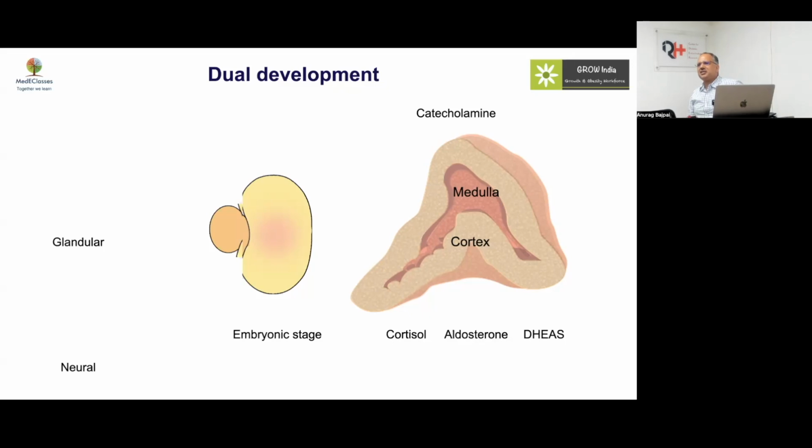But why do we call it the stress hormone? Because when your cortisol goes up, it will increase the blood flow. It will go into the medulla and say, okay, come on, let's get epinephrine. And then it will start working as a stress hormone. So this dual origin becomes important.